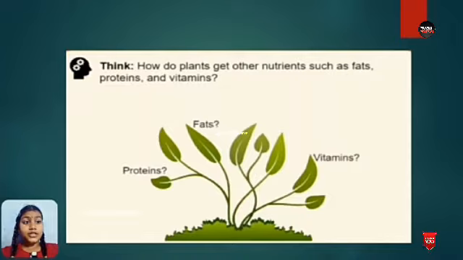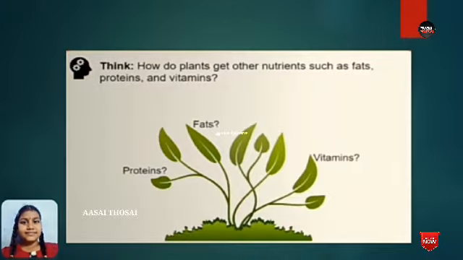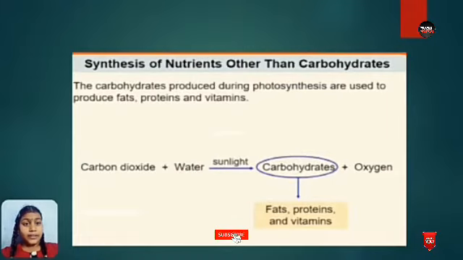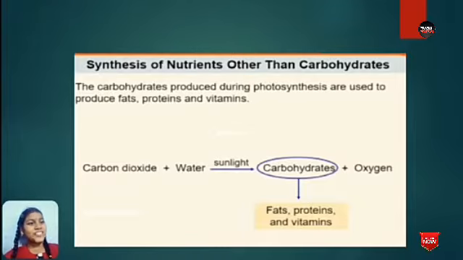How do plants get other nutrients such as fats, proteins and vitamins? The carbohydrates produced during photosynthesis are used to produce fats, proteins and vitamins. So the equation is: carbon dioxide plus water, in sunlight, gives carbohydrates, and from carbohydrates come fats, proteins and vitamins, plus oxygen.